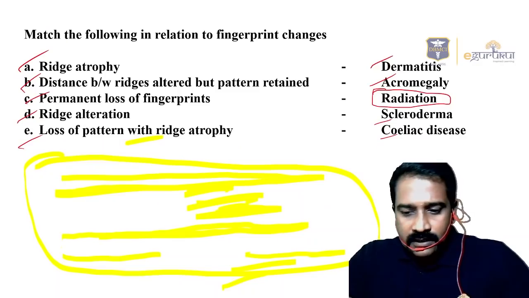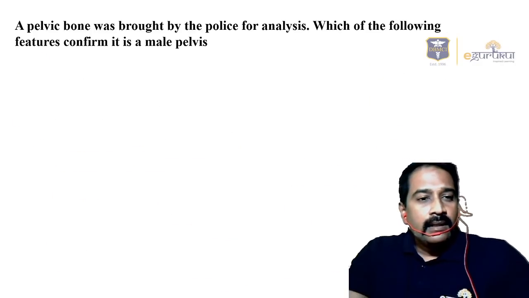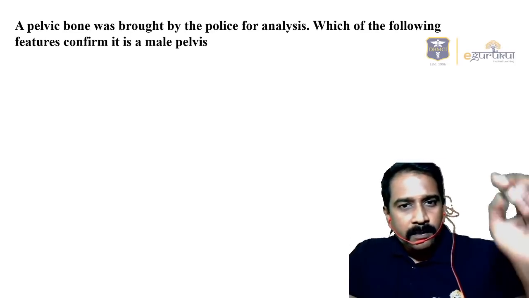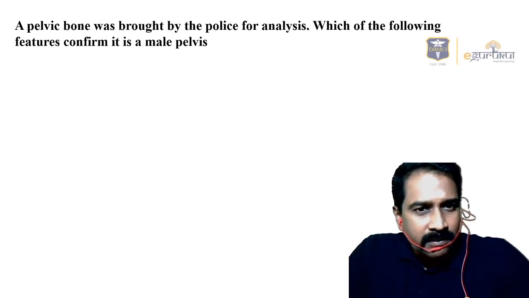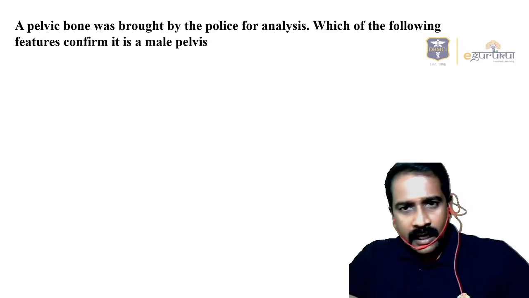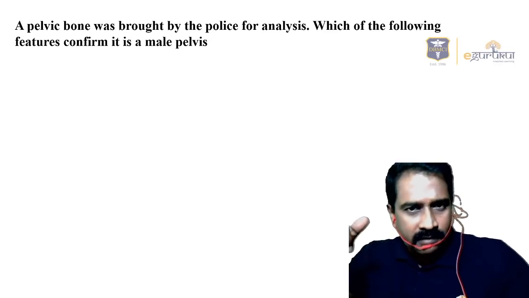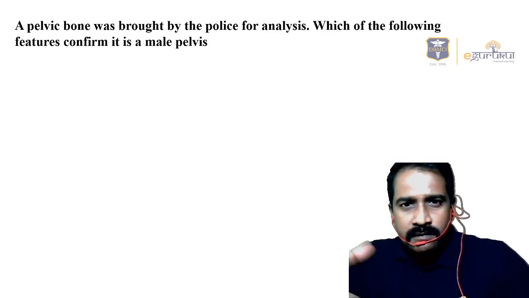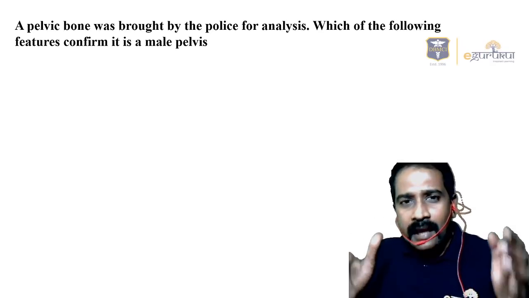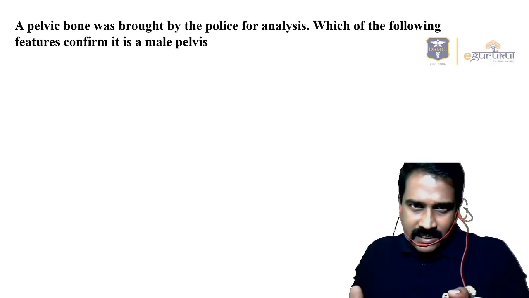So let's go back to the question. After this, let's move to the next question. A pelvic bone was brought by police for analysis. Which of the following confirms it is a male pelvis? I hope some 6 to 7 different features were given, and you were asked to choose which among these features will help us decide that the bone belongs to the male sex.